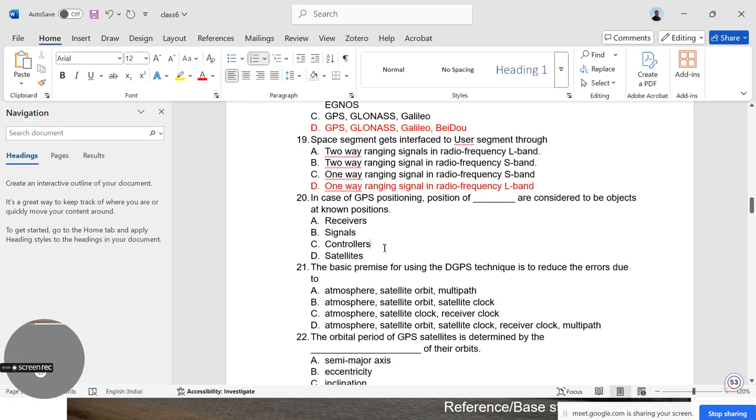If we are using control stations, then if the question is space segments get interfaced to control segment through, then the answer will be two-way ranging system with the S band.